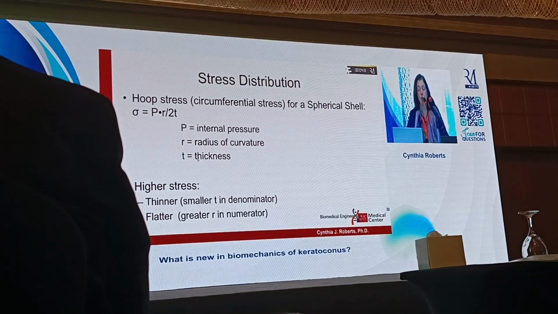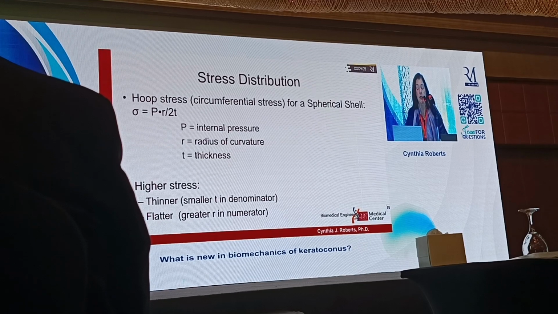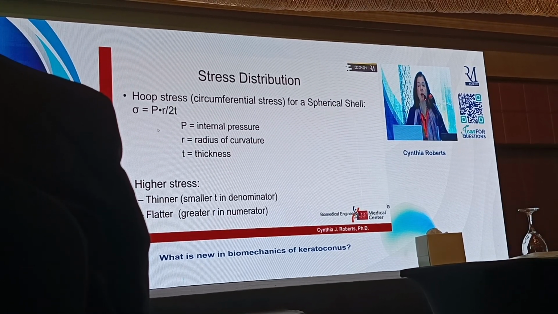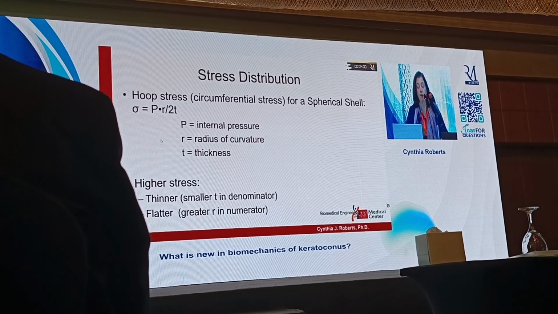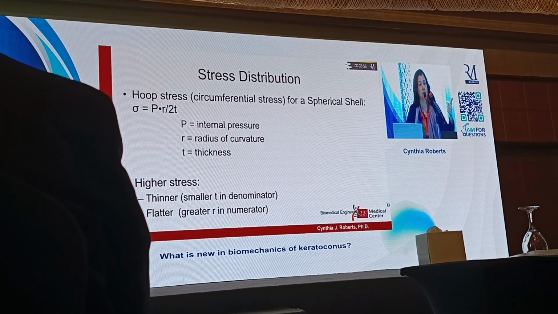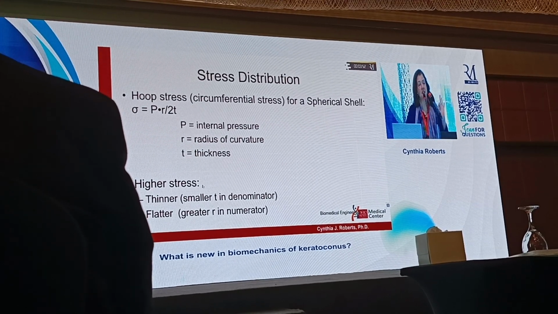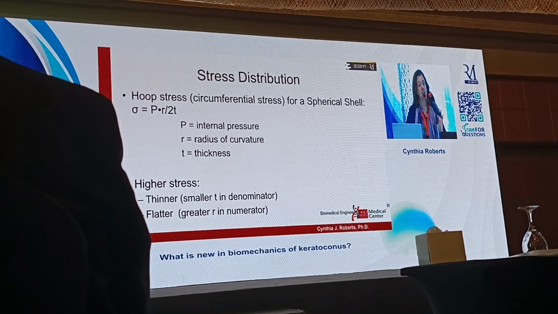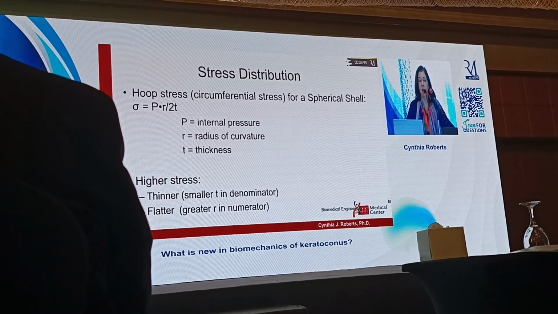If you look at hoop stress, which is the circumferential stress for a spherical shell, it's the pressure times radius of curvature divided by twice the thickness. So it's a pretty simple formula. And if you look at what is going to make stress higher, certainly IOP is going to make it higher, but of the shape, a smaller thickness in the denominator makes that value bigger, and a flatter surface where you have a greater radius of curvature in the numerator, that also makes that larger.